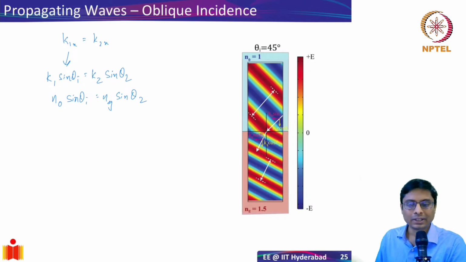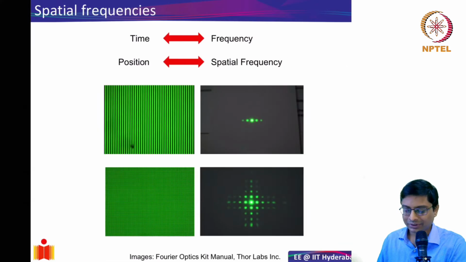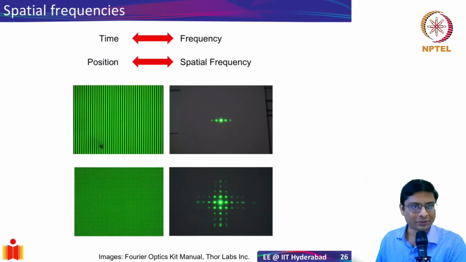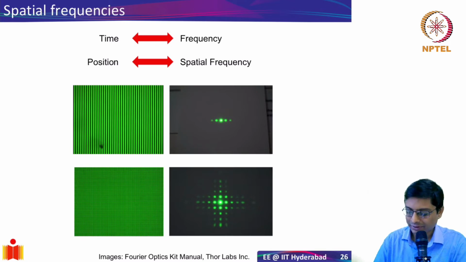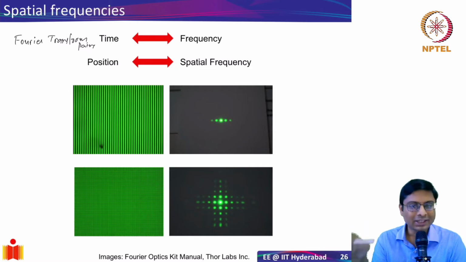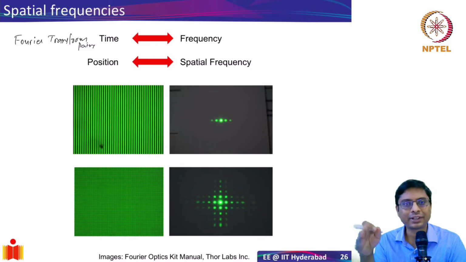Now I want to introduce a slightly more complex concept. We are all familiar with time and frequency. These are essentially Fourier transform pairs, time and frequency. What we mean by that is, when you have a signal in time, I can define a frequency for it. And if I have a signal which is varying very, very fast in time, automatically it has a higher frequency. So these are inverse relations.